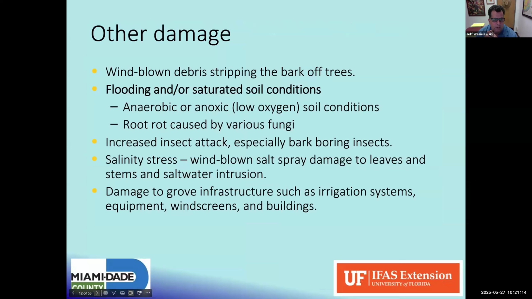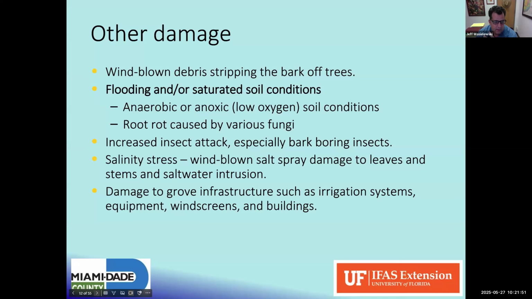So what about other damage? Debris. Let's say you're near some buildings, you could get some tiles that hit your trunk, stripping the bark off trees. You can have flooding, which we talked about earlier. So low oxygen soil conditions, we know all about that. Root rot caused by various fungi, we know about that. You have these weak trees, you're going to get increased insect attack, especially bark-boring insects. We have a picture of that in a bit.